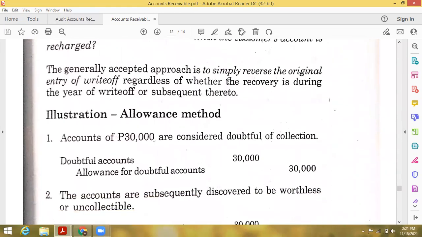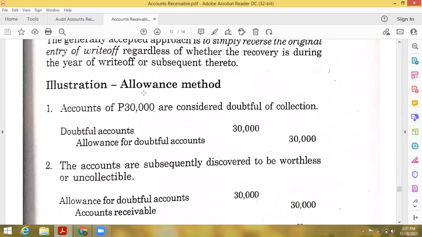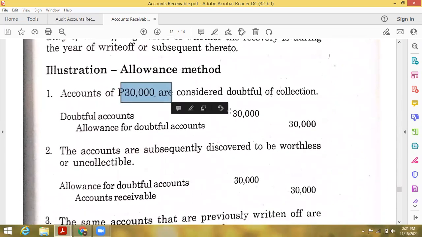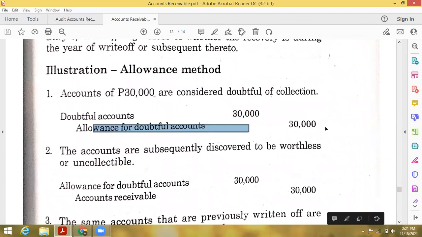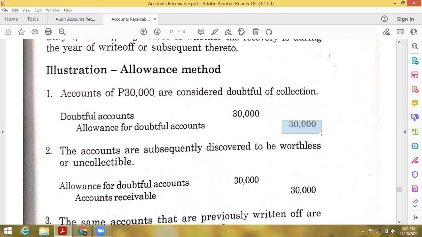So ito, allowance method. Ayan, naglagay tayo ng allowance, doubtful account. Itong doubtful account na to is expense ito. Pero itong allowance for doubtful account is part of our deduction siya sa ating receivables.